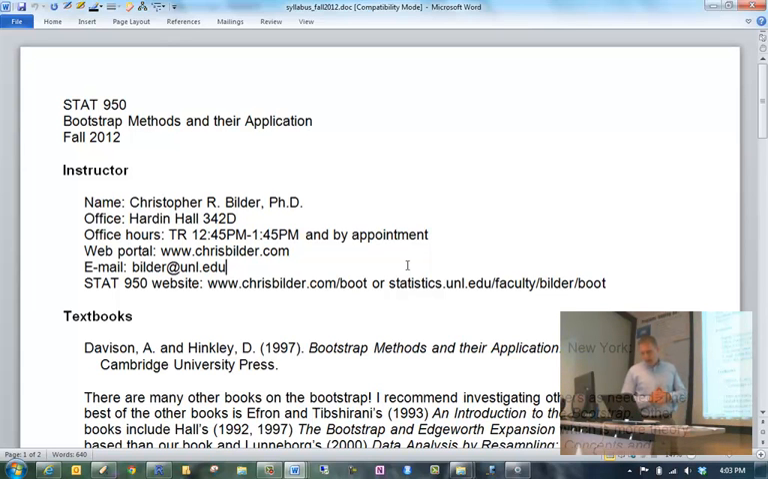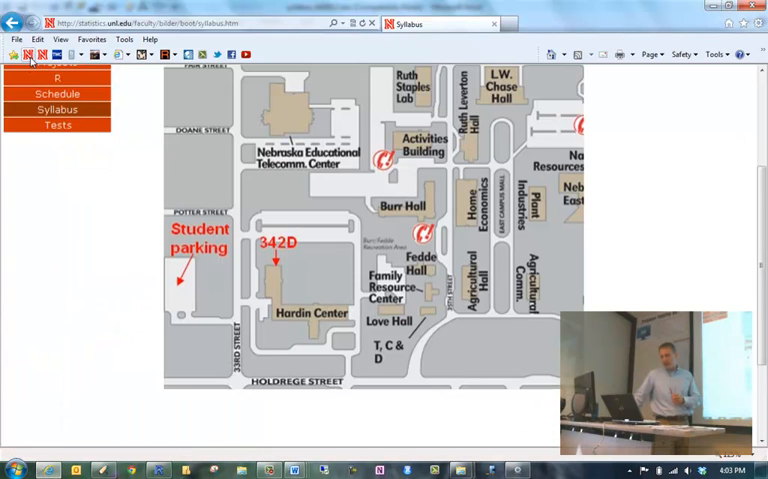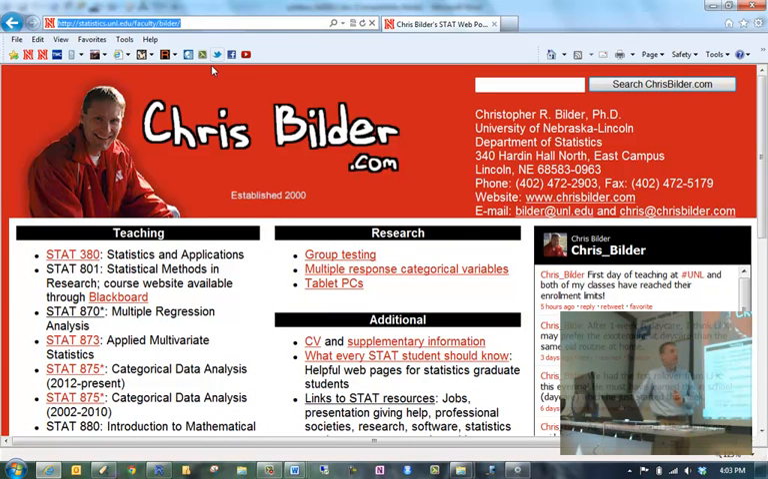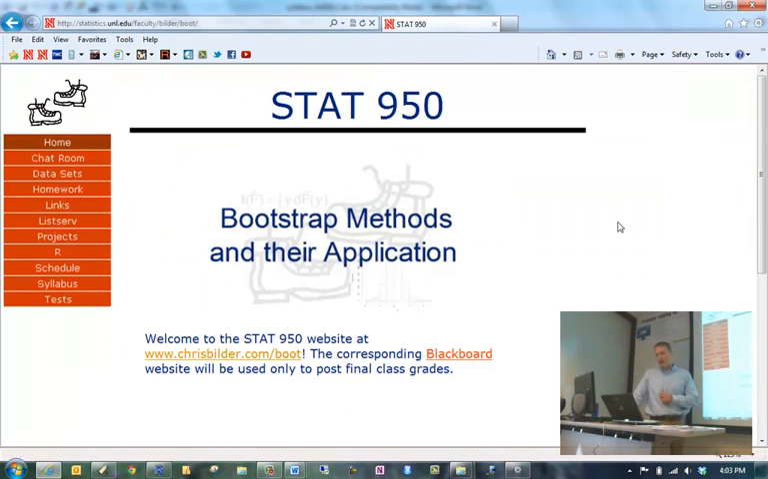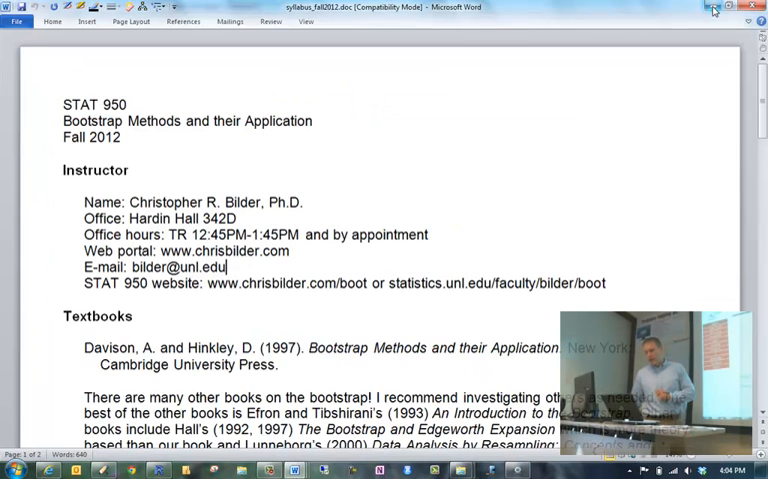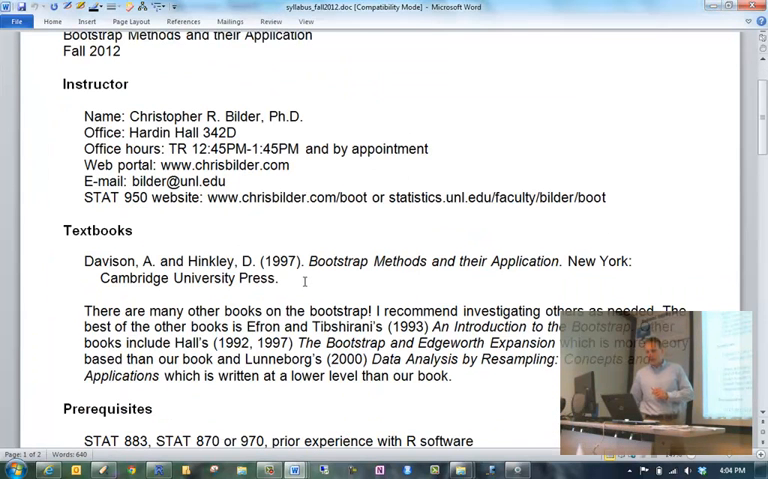The web portal to all my course websites is chrisbiller.com. Basically, chrisbiller.com is just an easy way to forward you to the actual physical location on the UNL web servers. And this is what it looks like. And if you come down here to Stat 950, you get to the actual course website. You can do chrisbiller.com/boot to get to it, or actually type in that long address there. Note that we will not be using Blackboard for this course, except that I will post final grades there at the end of the course. My email address is biller@unl.edu.